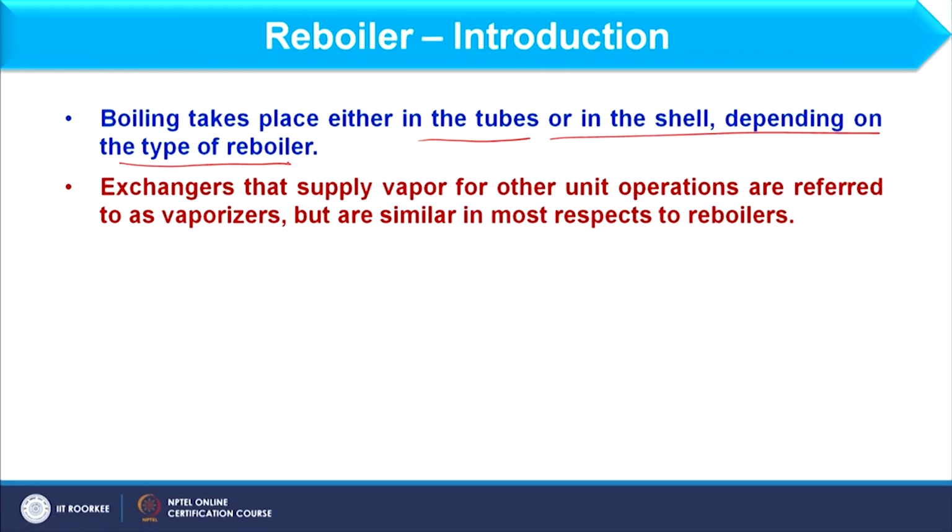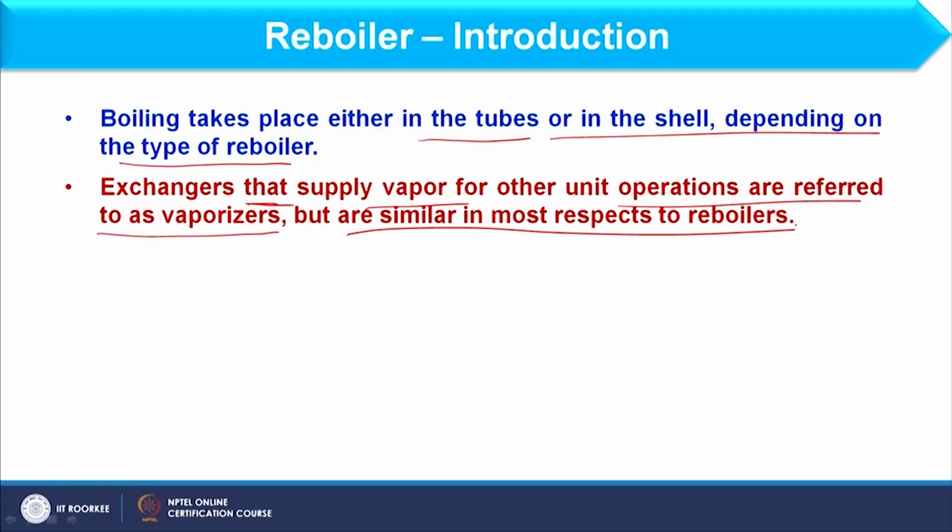Further, exchangers that supply vapor for other unit operations are referred to as vaporizers, but are similar in most respects to reboilers. So, as far as design, operation and construction are concerned, both units are the same, but the purpose is slightly different. A reboiler only provides vapor to a distillation column, however, a vaporizer provides vapor to any unit operation, right. So, that is the only difference.